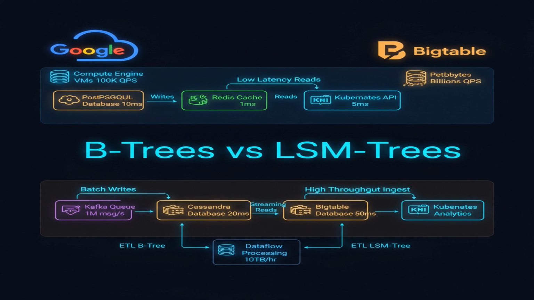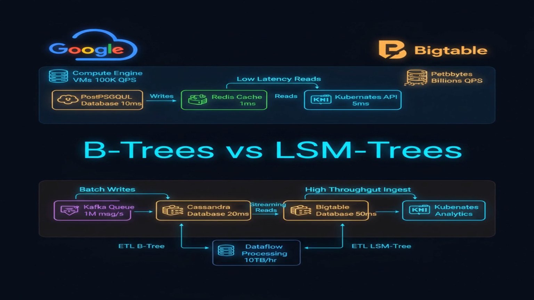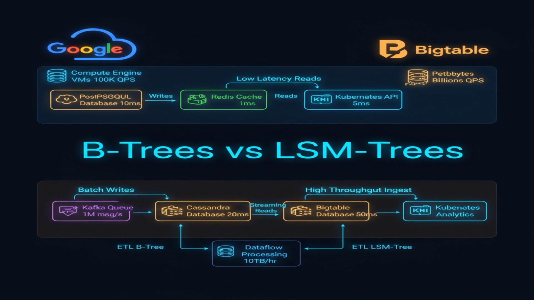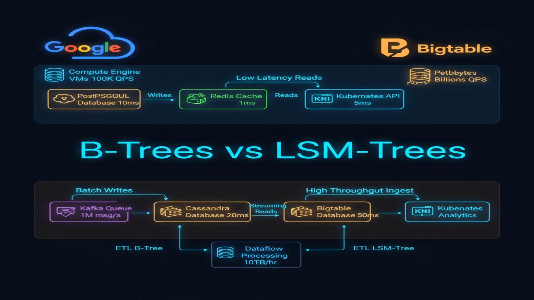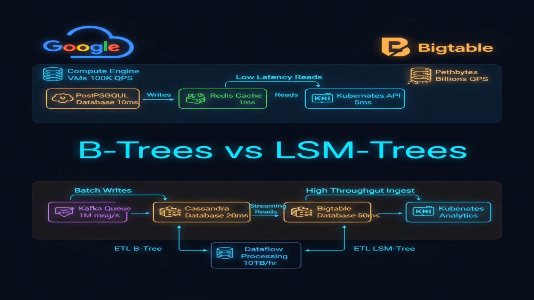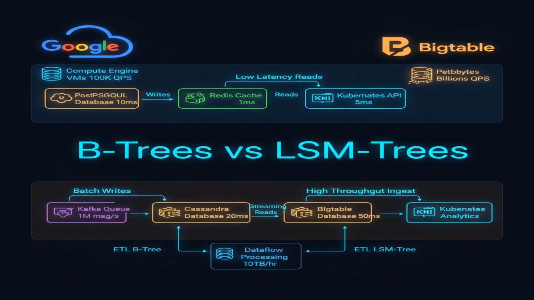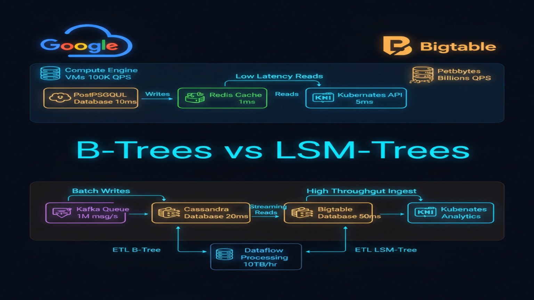Google's Big Table handles petabytes of data, serving billions of requests per second. The secret? LSM-Trees. But here's the thing. 90% of engineers struggle to explain the difference between BTrees and LSM-Trees, the fundamental data structures powering almost every database.